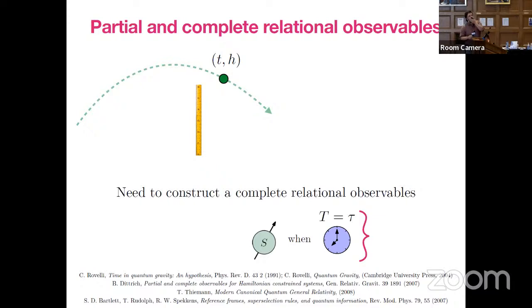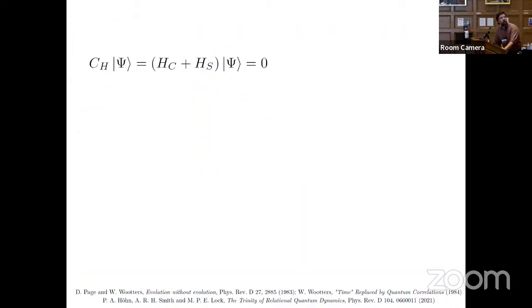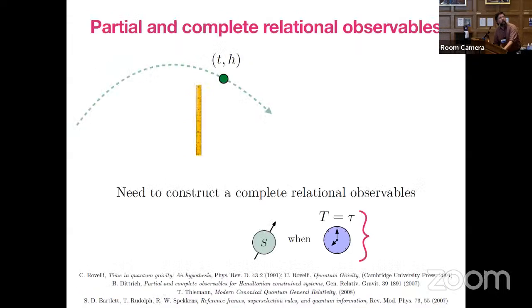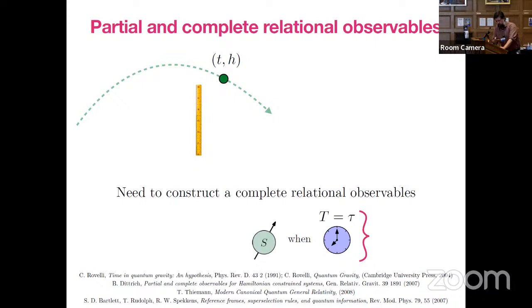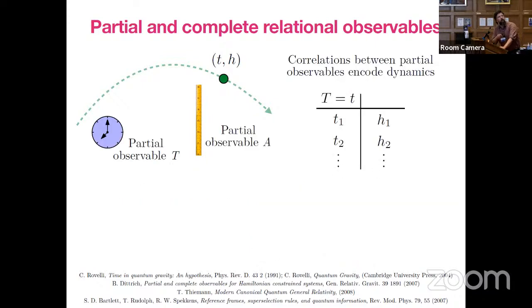I'm not sure why, okay, this could get messy. So what we need to do is construct complete relational observables. I'm not sure why the slides are not, okay, there's something wrong with the slides, they're not all loading. Is it the arrows? No, but there's stuff that should be showing up here and here.